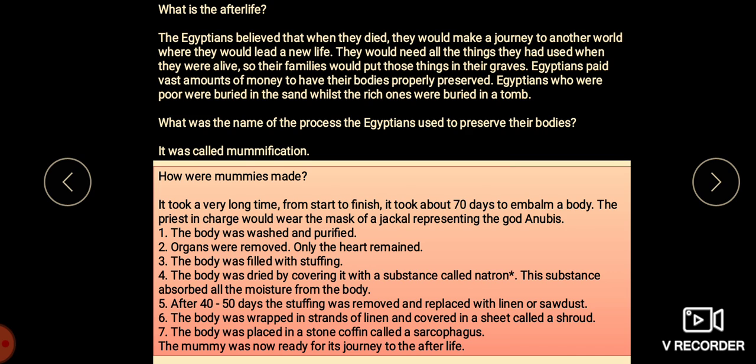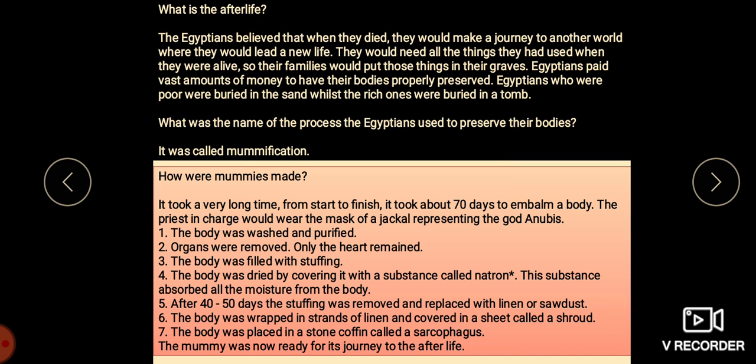The Egyptians believed that when they died, they would make the journey to another world where they could lead a new life. They would need all the things they had used when they were alive. So their families would put those things in their graves. Egyptians paid a vast amount of money to have their dead bodies properly preserved. Egyptians who were poor were buried in the sand, and the rich ones were buried in tombs.